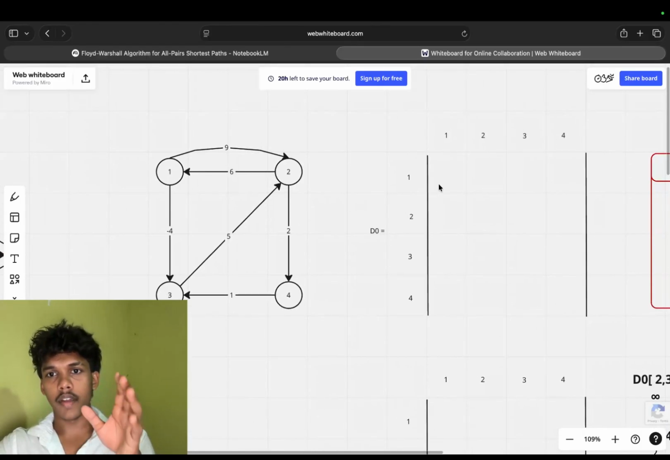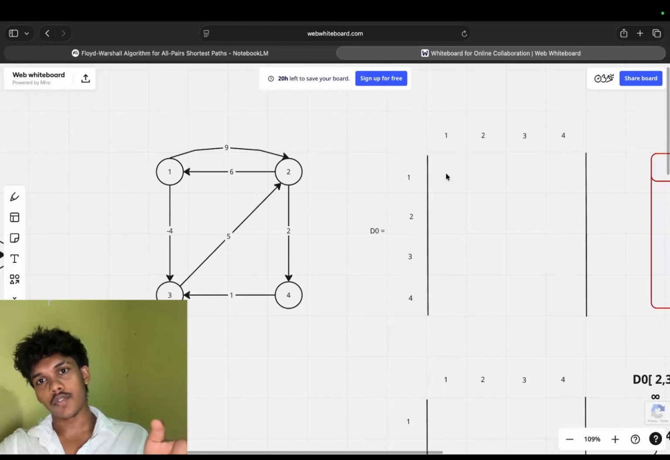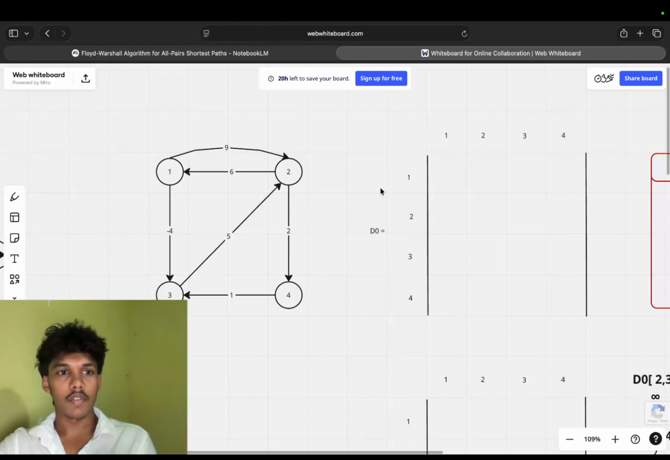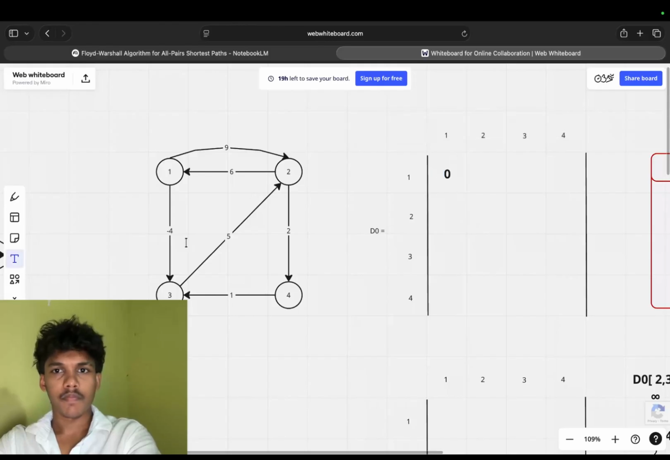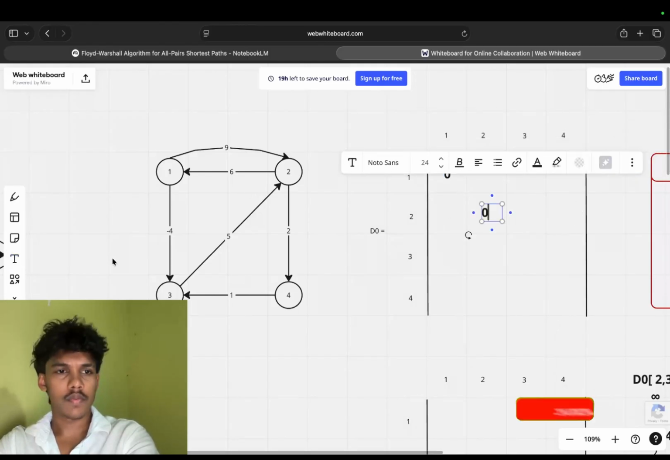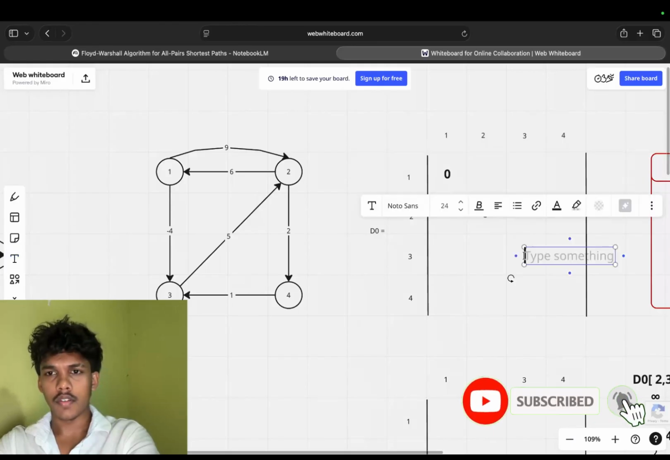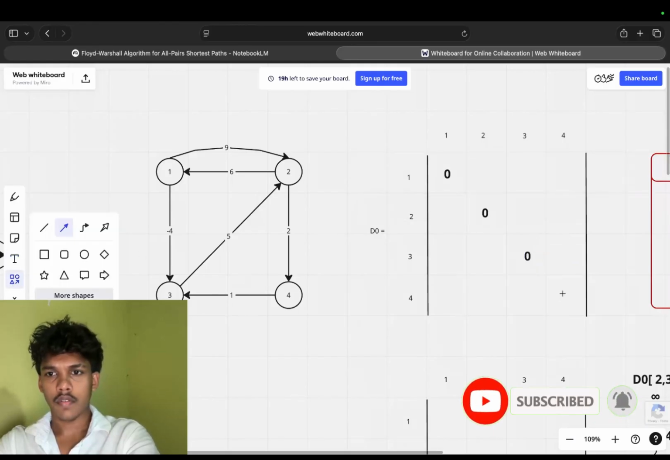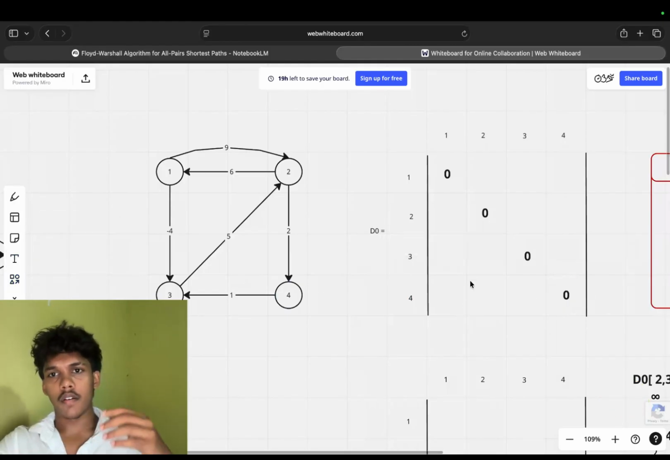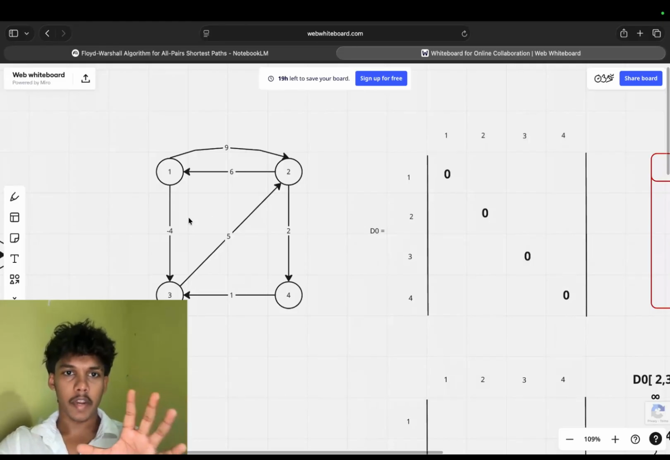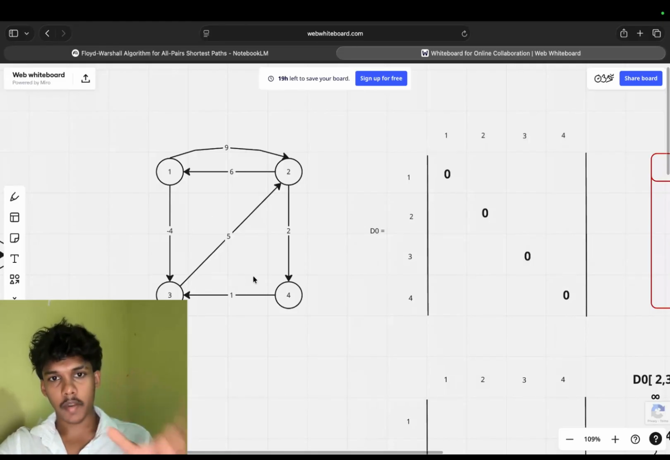First, all the diagonal elements will be 0, because the distance from a vertex to itself is always 0, right? So 1 to 1 will be 0, 2 to 2 will be 0, 3 to 3 0, 4 to 4 0. Okay, and also we can fill out the direct paths, and if there is no direct path between two vertices, it will be infinity.